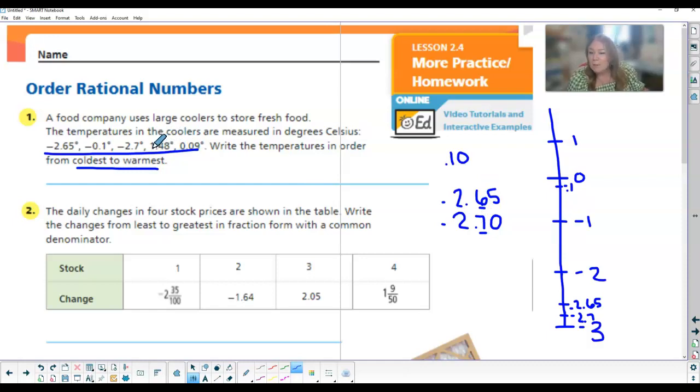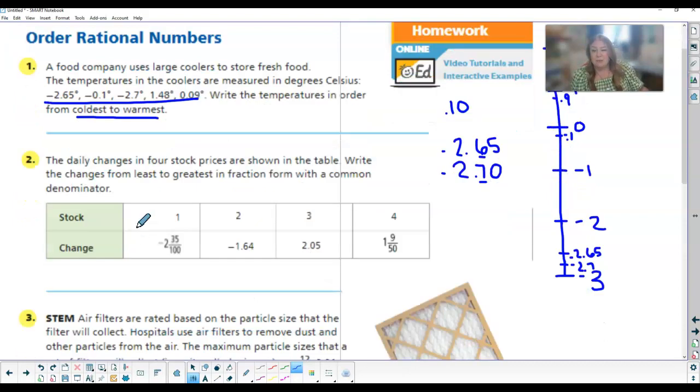Okay, now this one is warmer, 1 and 4/8, so up 1 and almost to the half, right? So if here's 2, it's about halfway, 1 and 48 hundredths. And then 0.09. So let's come back, and it's positive. Okay, so it's 0.90. That's pretty close to 1. So now we can write them from coldest up to the warmest.